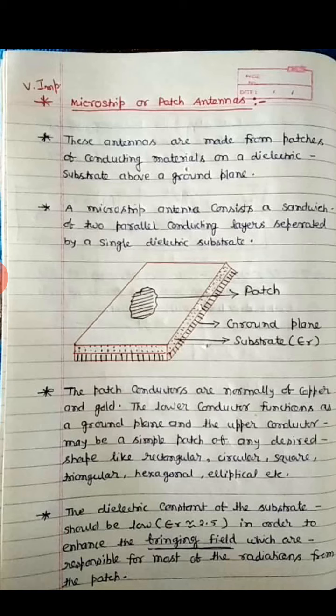The lower conductor functions as a ground plane, and the upper conductor may be a simple patch of any desired shape: rectangular, circular, square, triangular, hexagonal, elliptical, etc. Any type of shape. The dielectric constant of the substrate should be low, less than 2.5, in order to enhance the fringing field, which is responsible for most of the radiation from the patch.